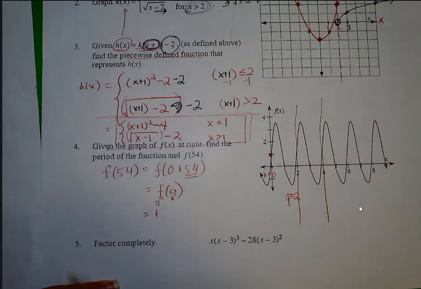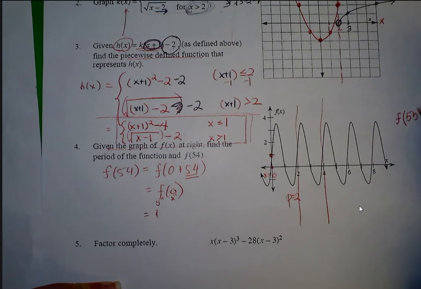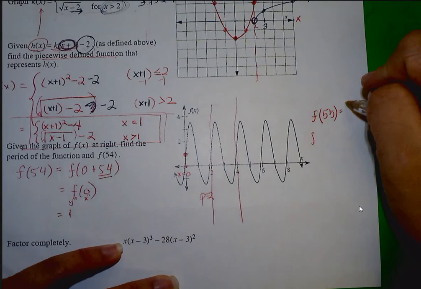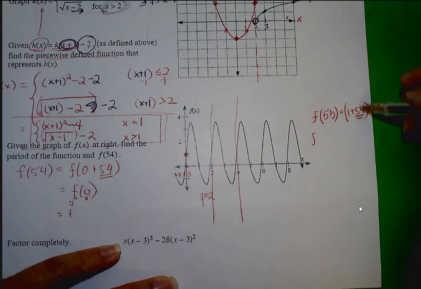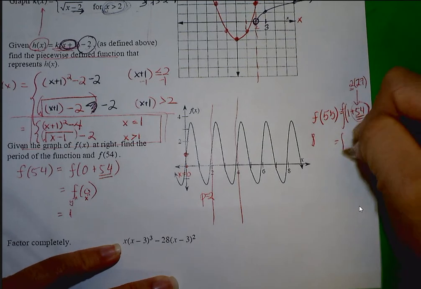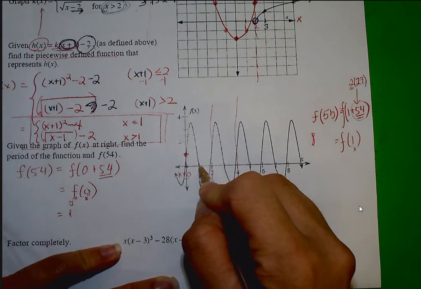To really drive this home, let's try f of 55. Well, 55 is the same thing as 1 plus 54. Now moving over 54 spaces, since 54 is a multiple of 2, because it's 2 times 27, it's like going over a period 27 times. This doesn't really have any effect. So it's the same thing as f of 1. Well, what's f of 1? When my x is 1, what is my function value? It's 0.